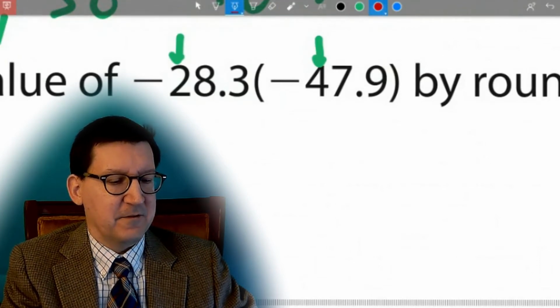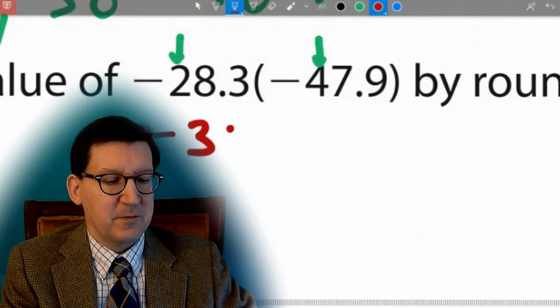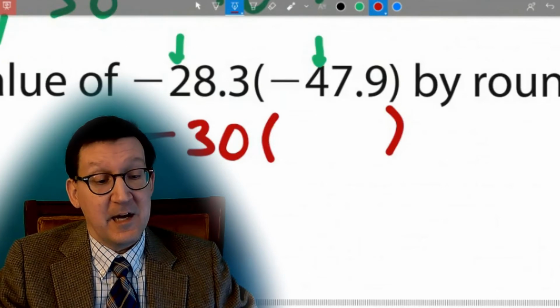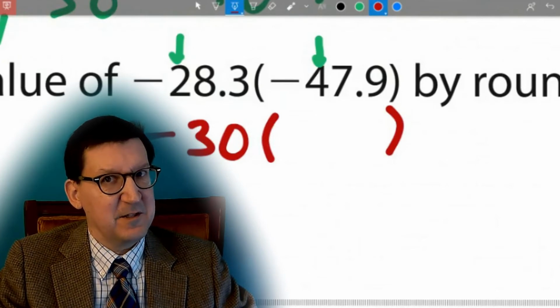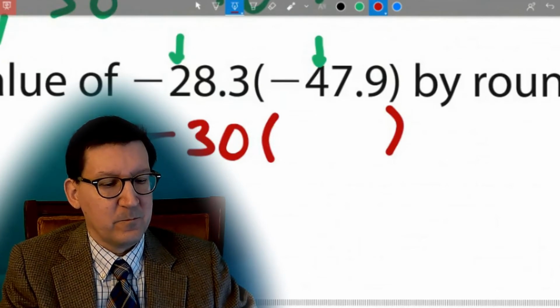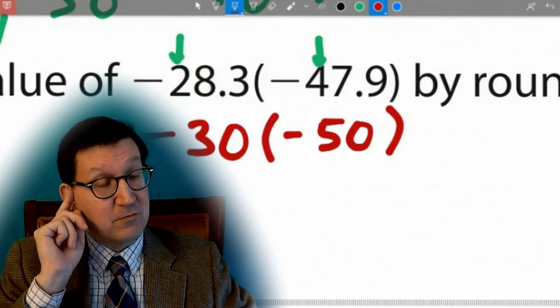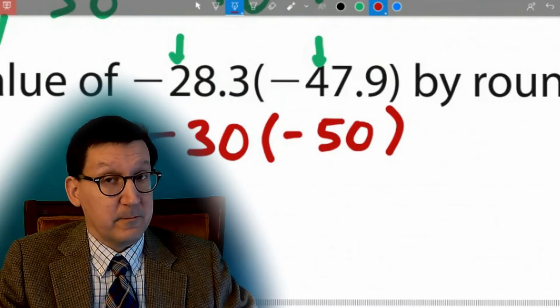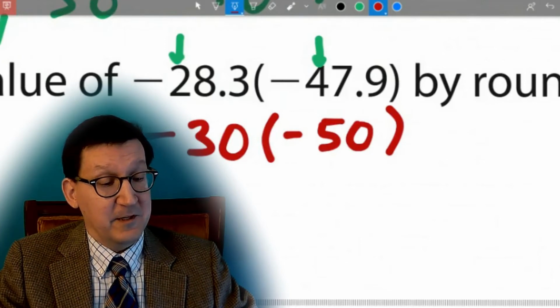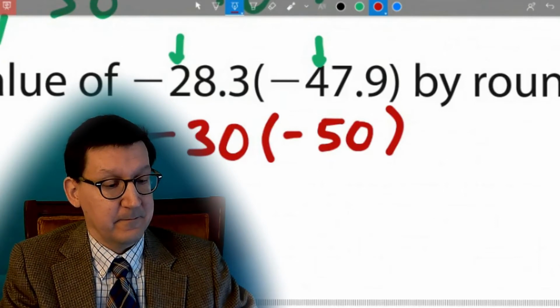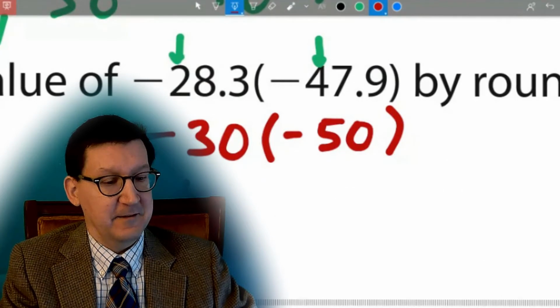So that's negative 30. And we're multiplying that by negative 47.9. If you round that to the tenths place, that's really close to negative 50. So if we're going to multiply that out, we know that we're multiplying a negative times a negative. That means our answer has to be a positive. So we'll just put our positive down there.